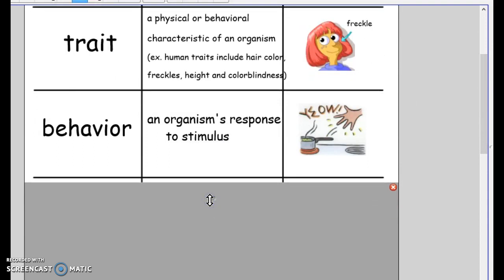Behavior. Behavior, an organism's response to stimulus. You can see this person just touched a really hot pan, right? Yow. So what do you do, right? What behavior do you show when you have to have a response to something hot?